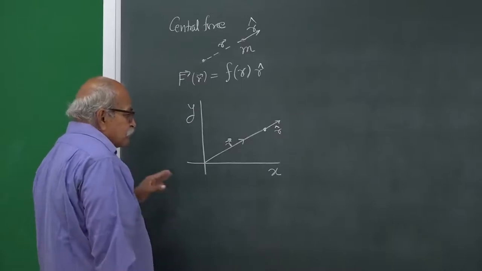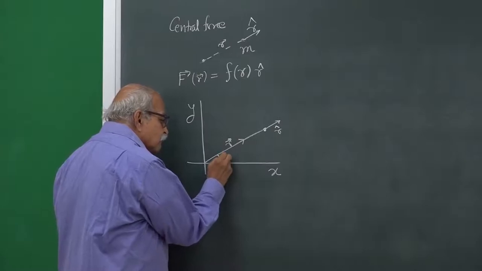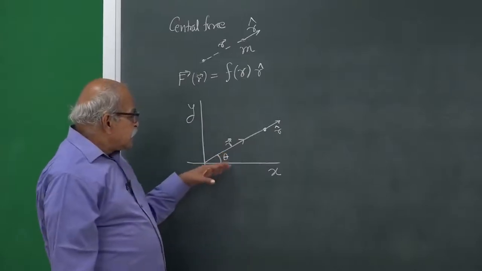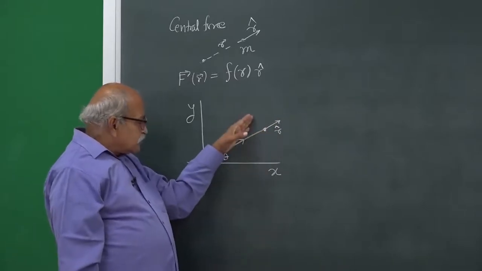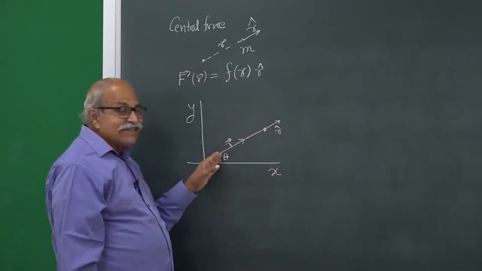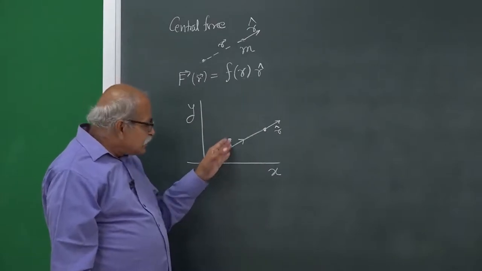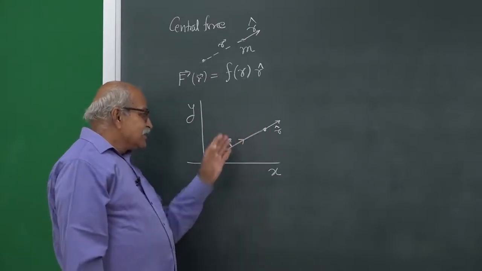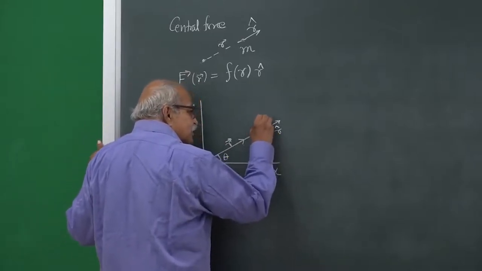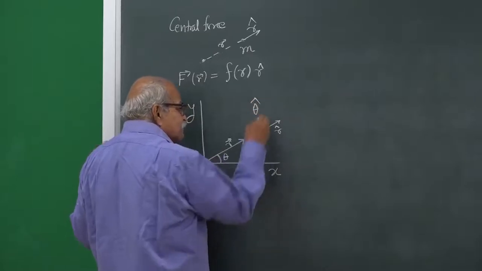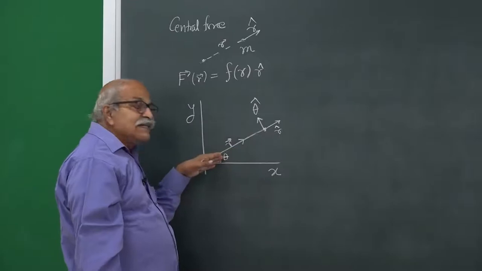And then this angle I can call theta, and if you do not increase the distance but turn it, so that this theta increases. So, in the direction in which r is not changing but theta is increasing, that means perpendicular to this, this direction is known as theta cap direction. So, if I take the particle in this direction, this theta will increase.